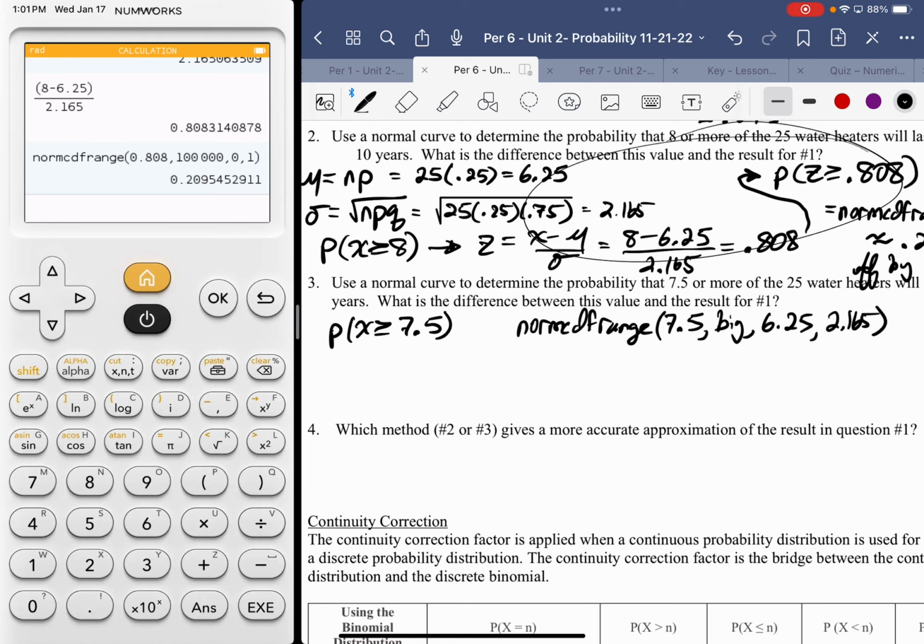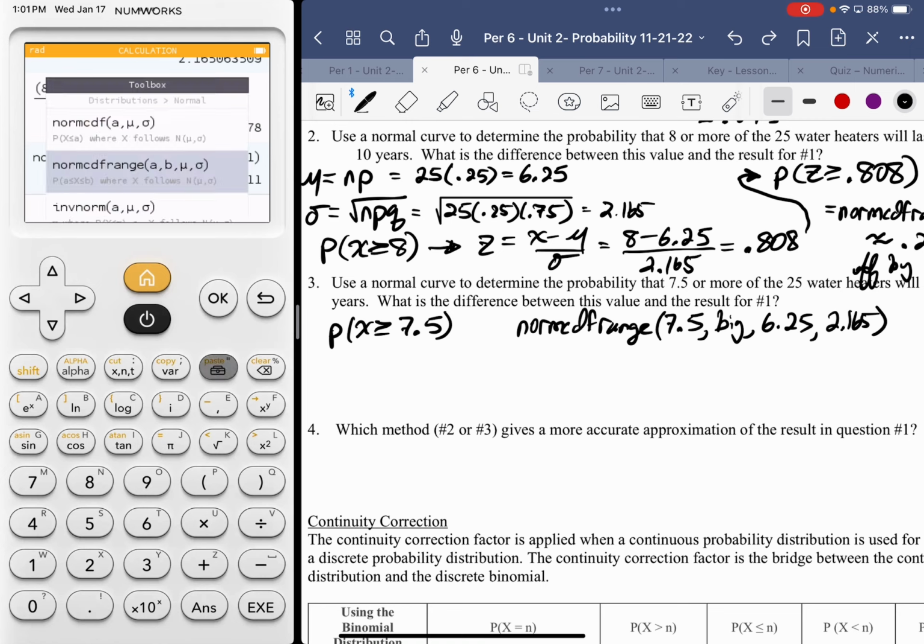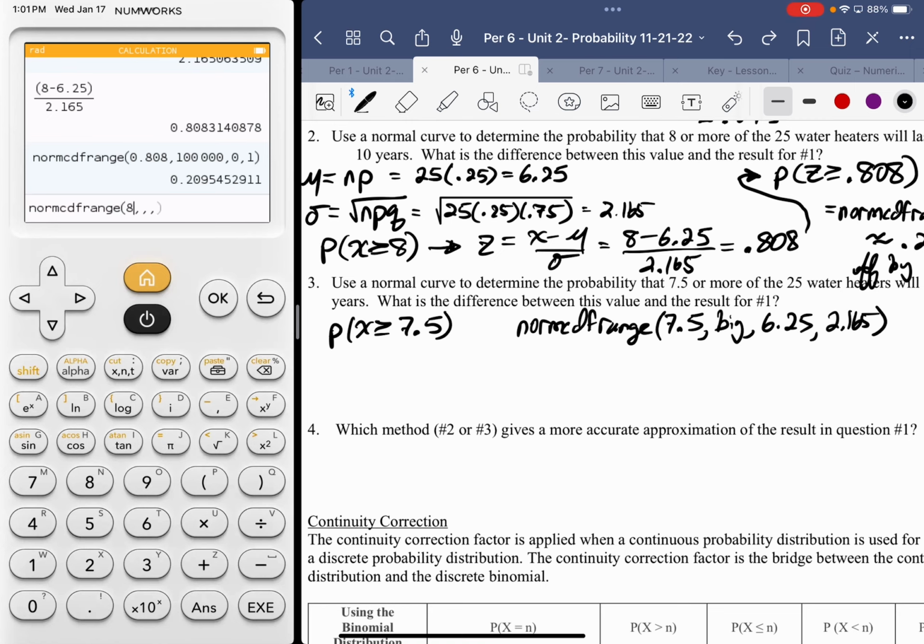All of this stuff here would need to be included. But if I wanted to, I could do norm CDF range with the 8, something big, put in my 6.25 and my 2.165. It gives us the same decimal, or close enough, right? But now I'm doing it with 7.5 instead of 8.